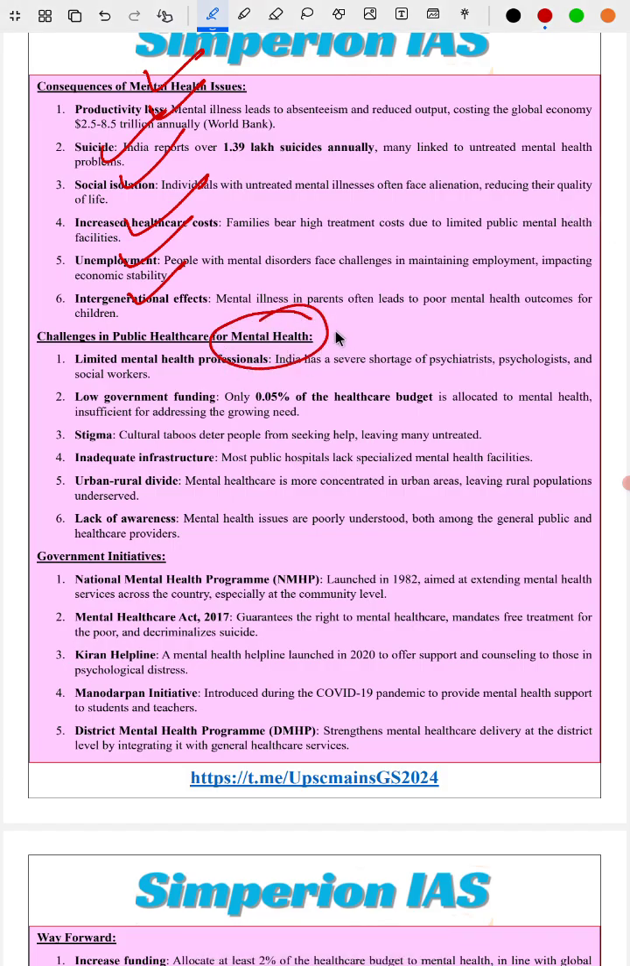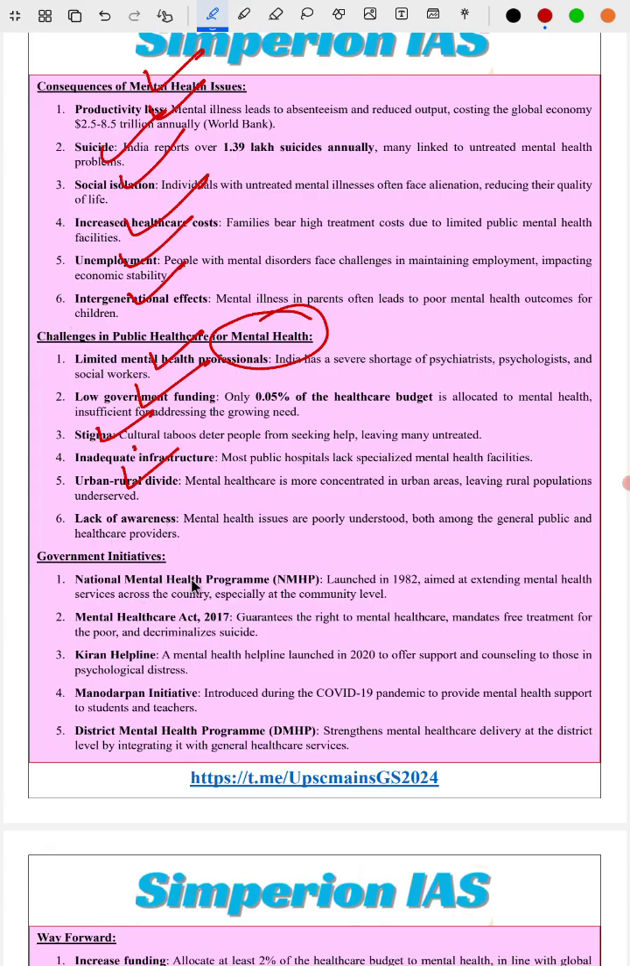What are the challenges currently Indian public healthcare faces to deal with the problem of mental health? One of the important reasons is Indian public healthcare is infrastructure wise, manpower wise, resources wise, not at all ready. There are limited mental health professionals, low government funding, and also a lot of people don't approach the healthcare because there is stigma associated with mental health. Urban rural divide. In the urban areas, there is some amount of awareness. In rural areas, it is completely stigmatized or not given importance. So we have covered all the necessary points.